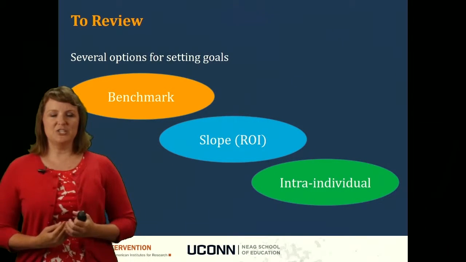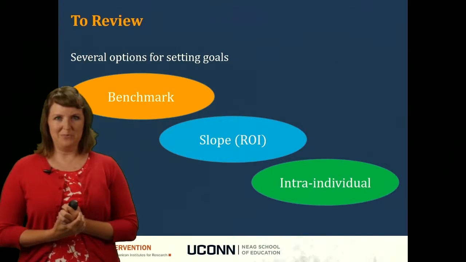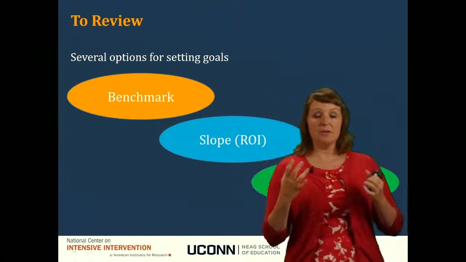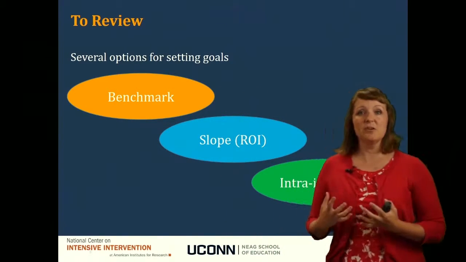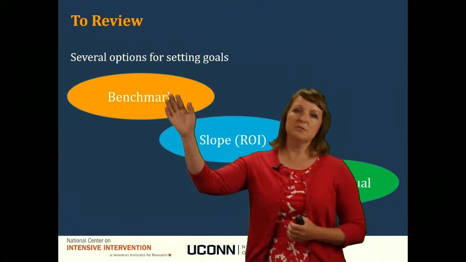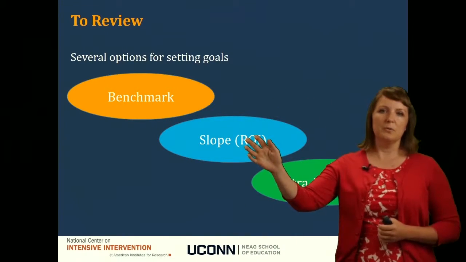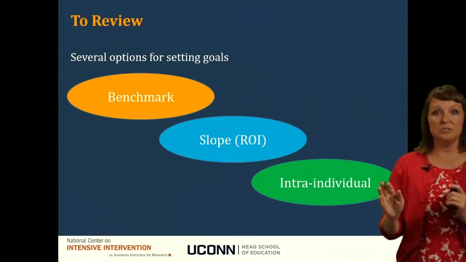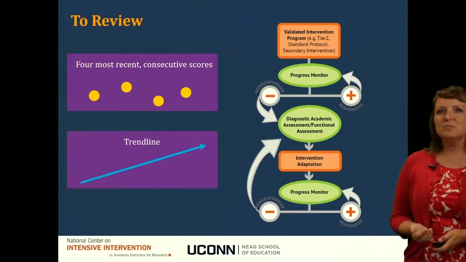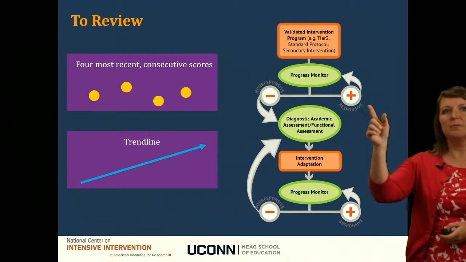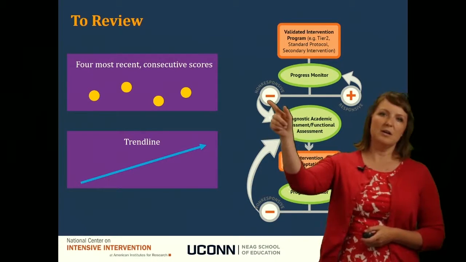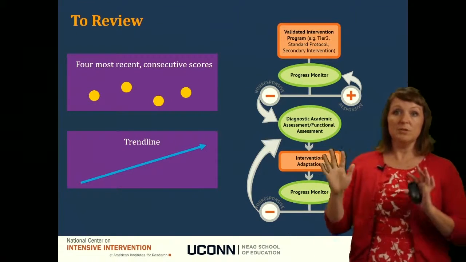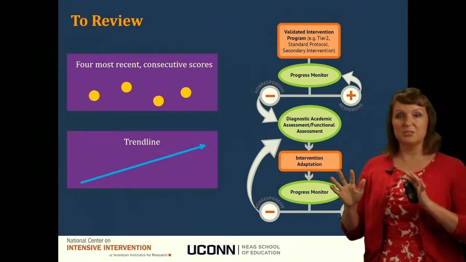You've been doing a great job with this part of Module 2. Just to review, we need to set goals for students to see whether they're on track to meet those goals. And there's several options that we can use. We can use benchmarks, a slope or the rate of improvement, or the intra-individual framework, which is based on the student's own slope. And once you set those goals, we need to determine whether students are responsive or non-responsive. And there's 2 ways that you can do this. You only need to use one, all right? So choose which works best for you.